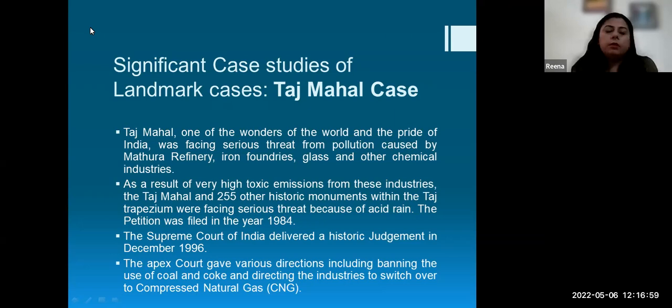And till now, if any new industry has to establish itself within the trapezium zone of the Taj Mahal, or has to expand itself in the trapezium zone, there is no provision under the environment clearance regulation. It has to go to the Ministry of Environment and Forest.